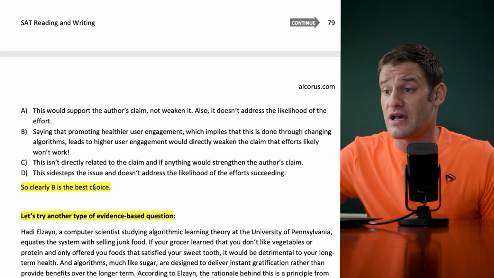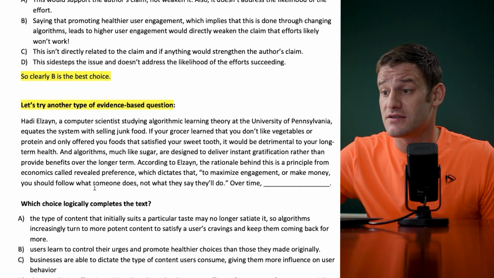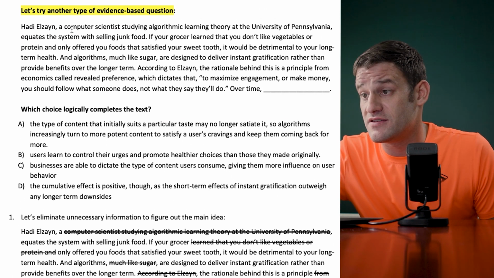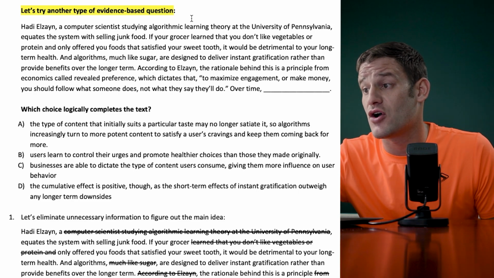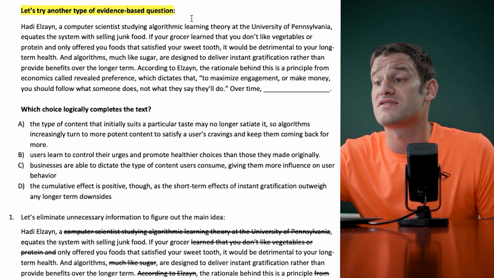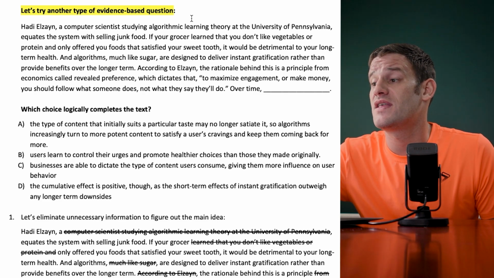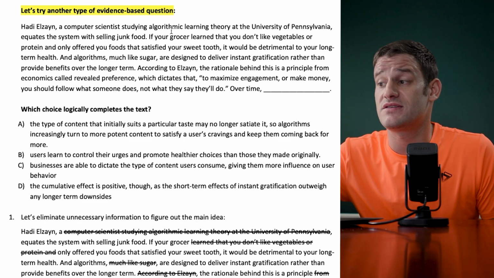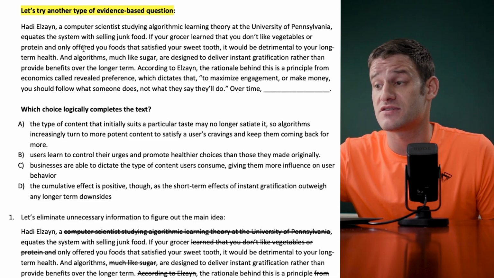Okay, let's now look at a second passage. Hattie Elzane, a computer scientist studying algorithmic learning theory at University of Pennsylvania, equates the system with selling junk food. If your grocer learned that you don't like vegetables or protein and only offered you foods that satisfied your sweet tooth, it would be detrimental to your long-term health. And algorithms, much like sugar, are designed to deliver instant gratification rather than provide benefits over the long term.